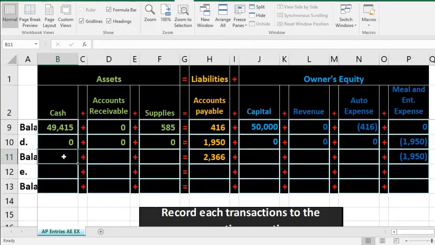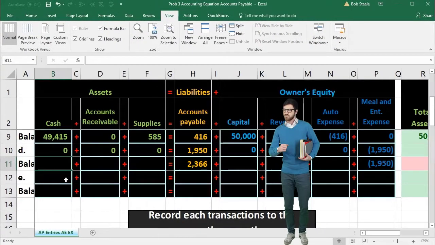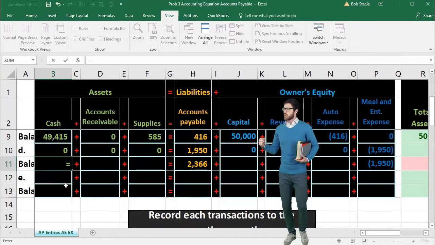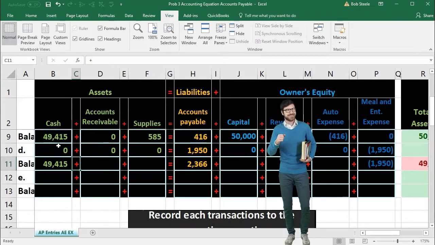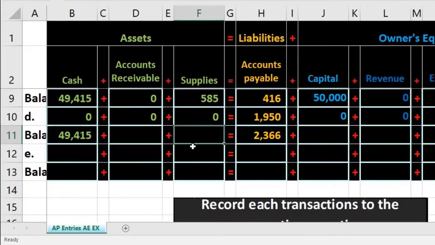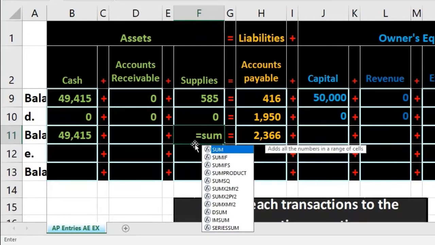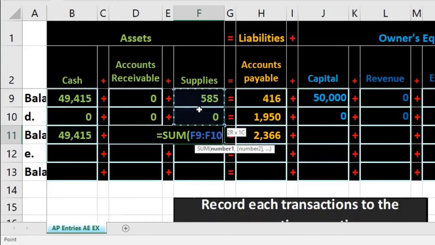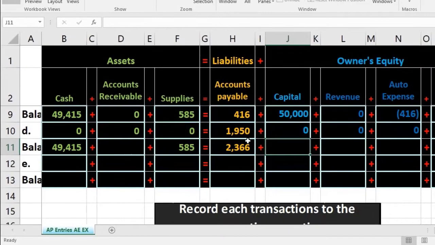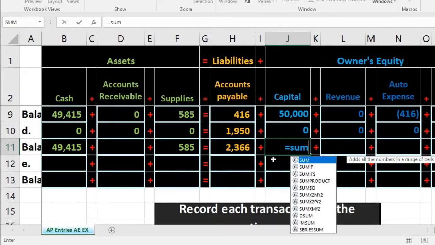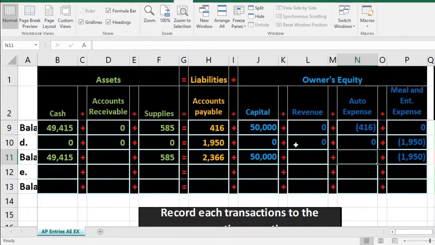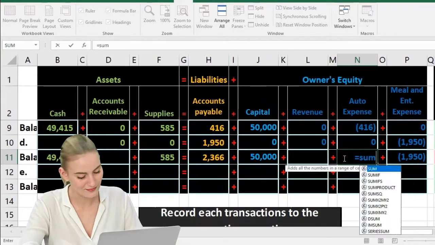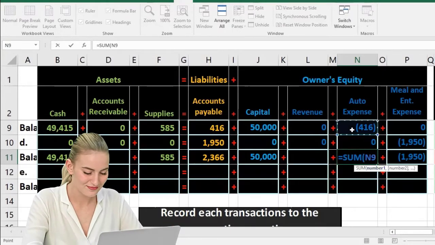So now I'm going to bring down the previous balances in all cells that have previous balances other than zero, starting with cash in cell B11. So B11 equals SUM, double click the sum function, highlight the 49,415 and the 0 and tab, tab, tab, tab. In cell F11, I'm going to say equals SUM, double click the sum function, highlight the 585 and the 0. Tab, tab, tab, tab. In cell J11 equals SUM, double click the sum function, highlight the 50,000 and the 0. Tab, tab, tab, tab. In cell N11 equals SUM, double click the sum function, highlight the 416 and the 0 and enter.